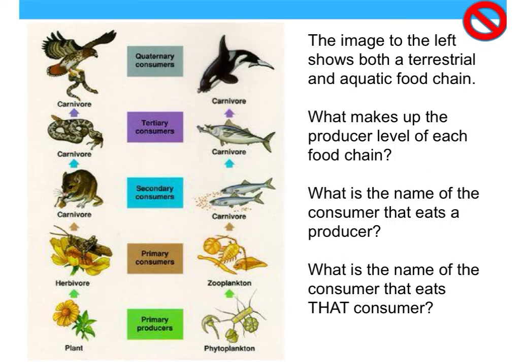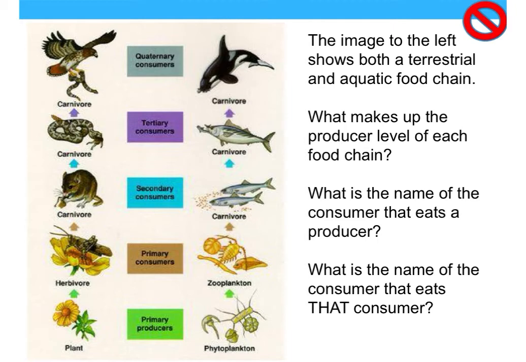All right, the image to the left shows both a terrestrial and aquatic food chain. So you heard me talk about their names based on what they are. Down at the bottom are your primary producers. An example would be a plant, and if you're in the water, then you have phytoplankton. And then the primary consumers, those are the first to eat. The picture shows a grasshopper. The grasshopper is eating the plant, so it is a primary consumer. Zooplankton is a primary consumer because it eats phytoplankton.